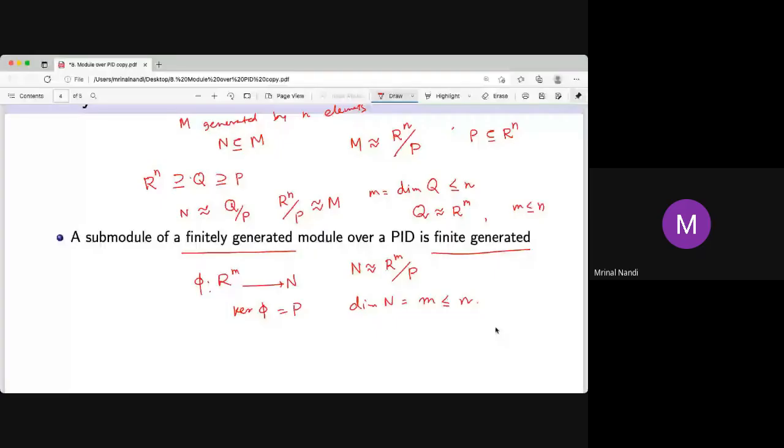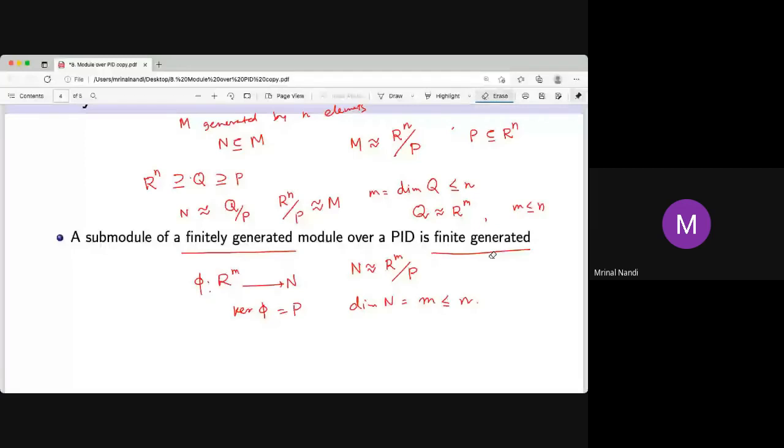It is for a PID, but it is true for any finitely generated module. We have to do it on some free module and then take the quotient. So that is the basic idea of this whole thing. This correlation is very important. This finitely generated part as a submodule is also finitely generated. This is not only true for a finite free module, it is also true for any finitely generated module, but the ring should be a PID. That's the important part.